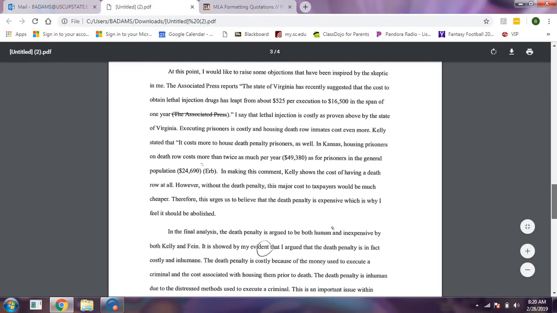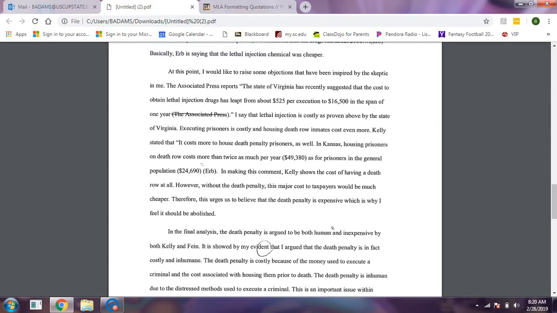At this point, I'd like to raise some objections that have been inspired by the skeptic in me. That's an okay use of the they say, I say template, but I don't know that it really fits here. He's writing a refutation. Why not just say, this is wrong. Lethal injection isn't actually cheap.